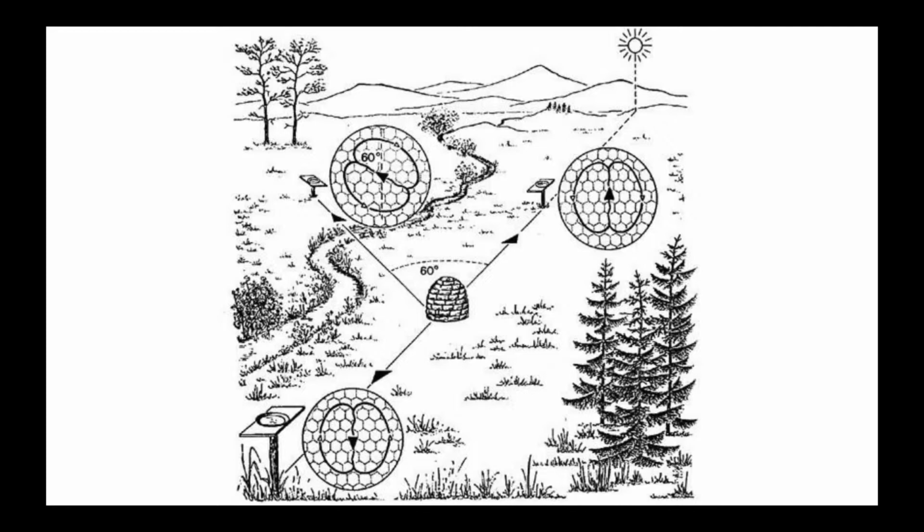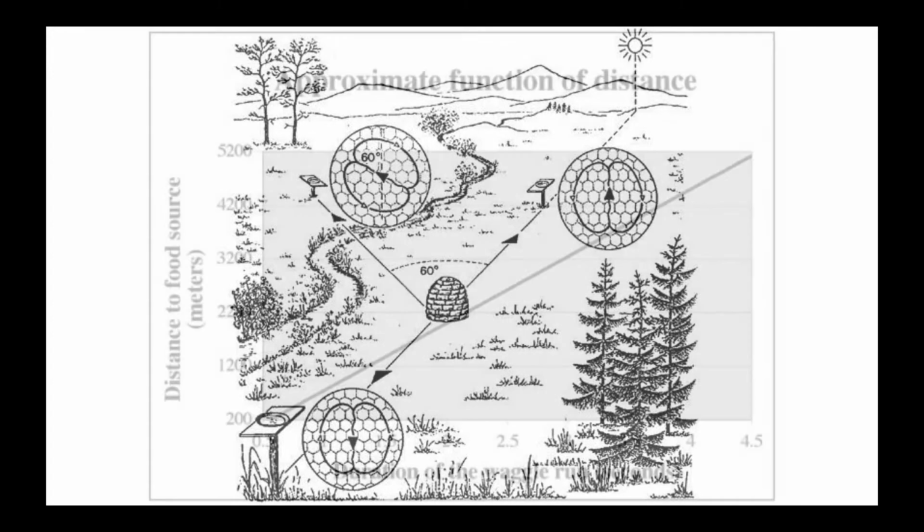The angle at which the bee performs the dance indicates the direction of the food source in relation to the sun. The bees use the sun as a reference point during this dance, so depending on the time of day, the season, or the geographic location, the dance will be different.